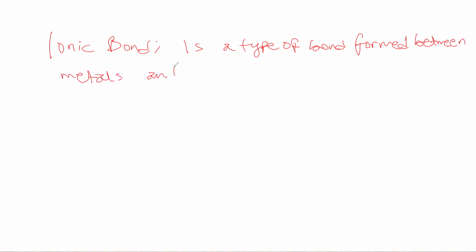Ionic bond is a type of bond that is formed between metals and non-metals. Can you see what's on the screen right now? Yes, sir. Good. I'm going to be giving you two definitions. So this is definition number one. Okay. And then this is definition number two.